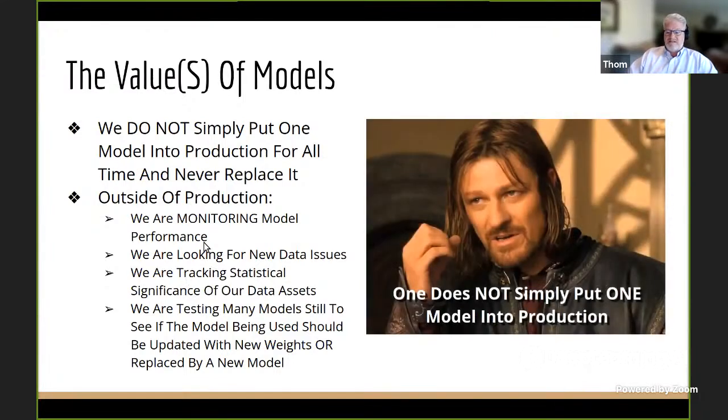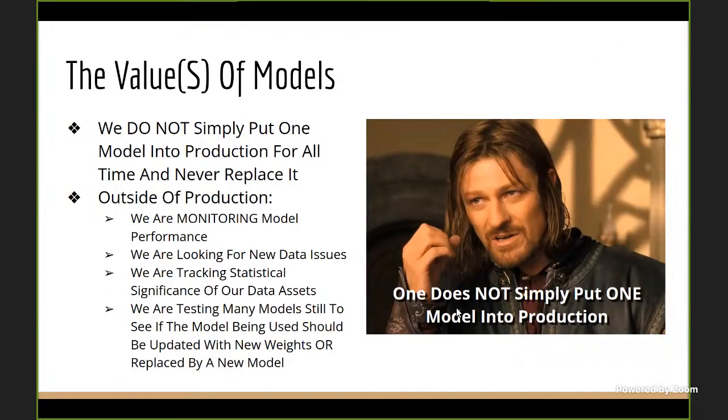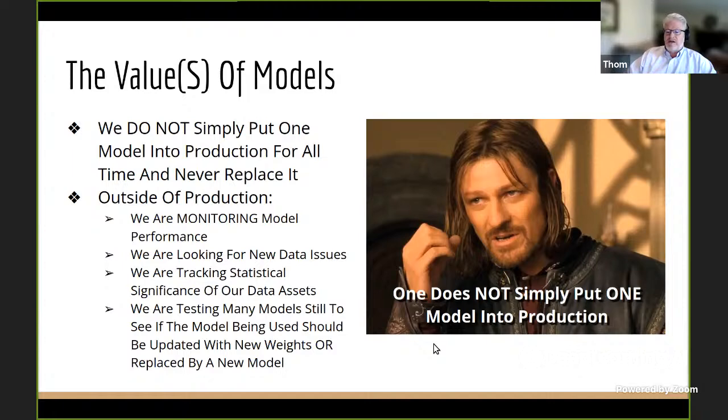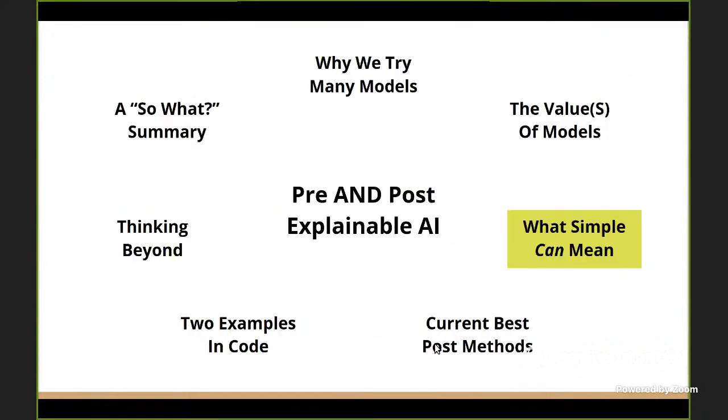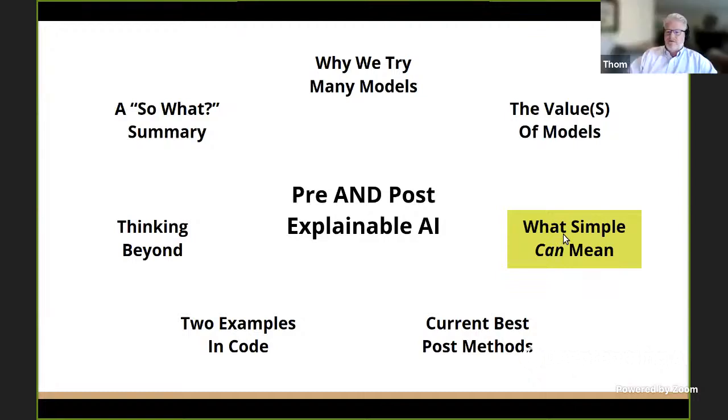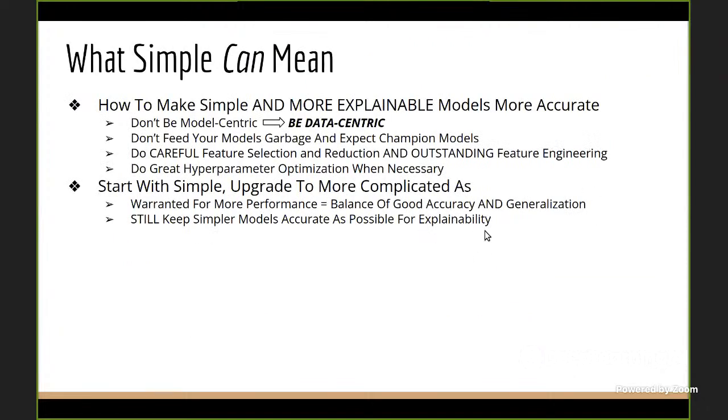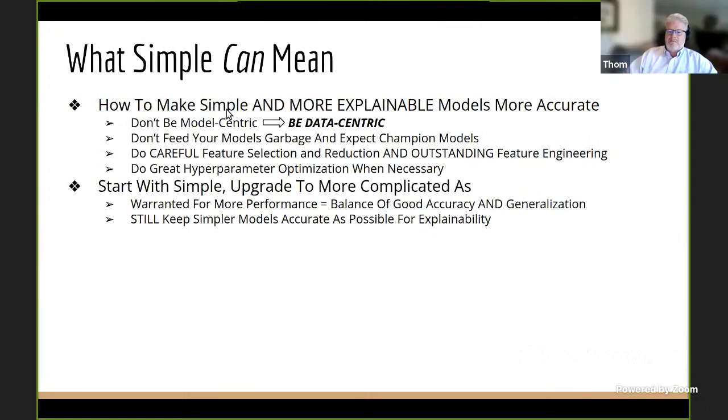So the point being is we're using multiple models all the time outside of production to see if we can put a better one into production, but also before the actual official modeling step in the pipeline, see, hey, what model can give us better explanation? So now, simple is an important word, or parsimony, more importantly. What can that mean? Well, how do we make simple and more explainable models more accurate?